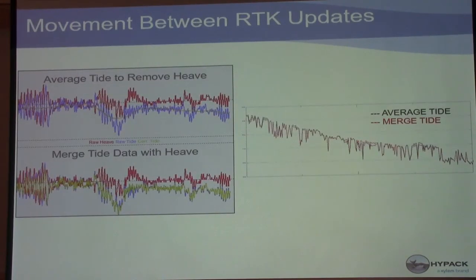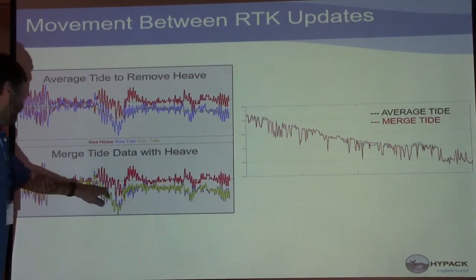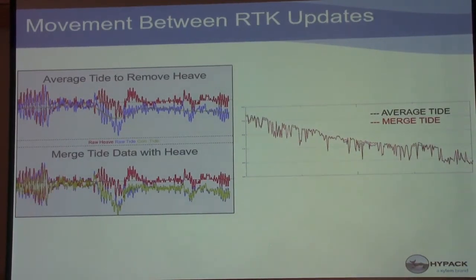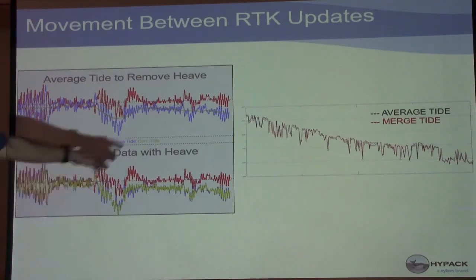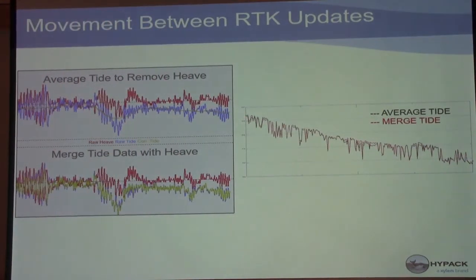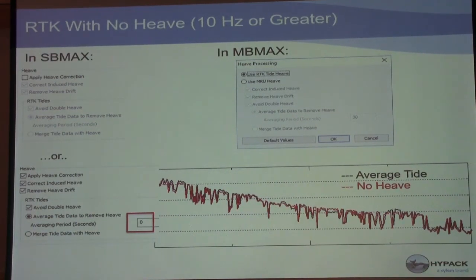Okay. So just a couple examples here. Here's the average tide, where you get a water level here. And then here you have the merge tide data with heave, which just kind of reacts a little bit different there. You don't see much of a difference here with the two profiles. And yeah, just an example of using RTK without a heave. Again, you want to probably use at least a minimum of 10 hertz output or greater.